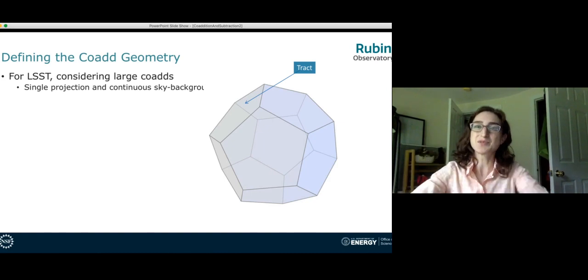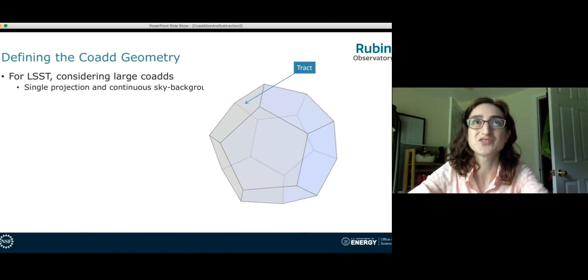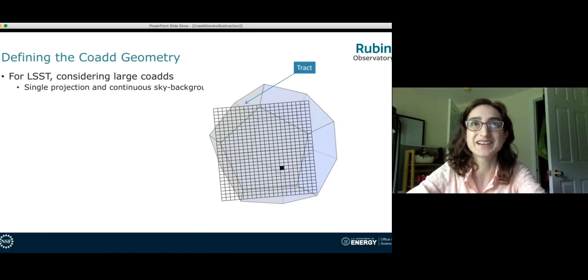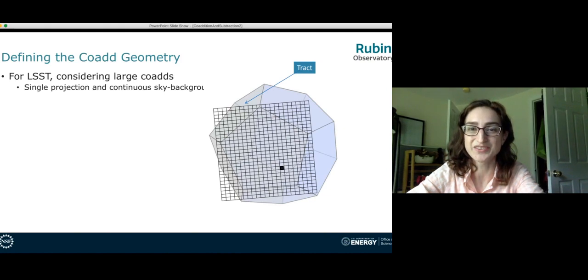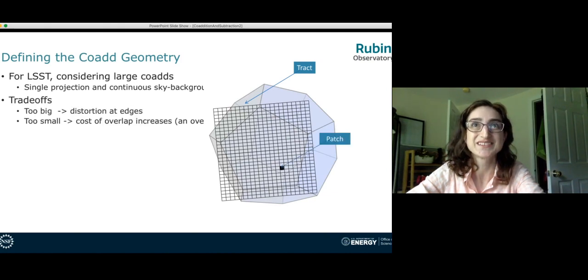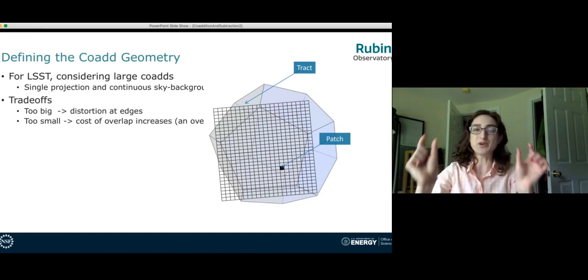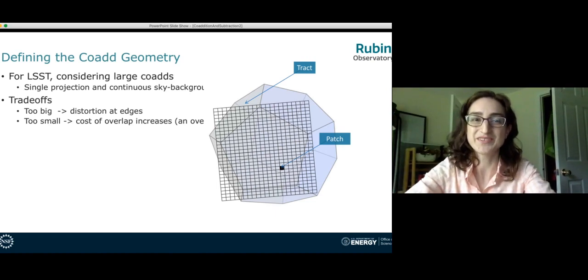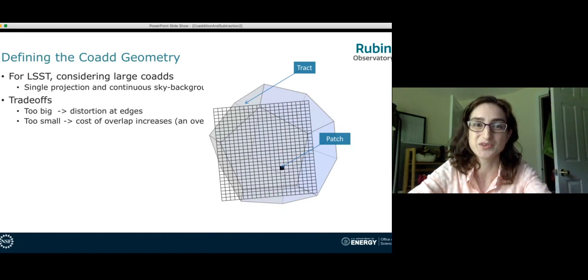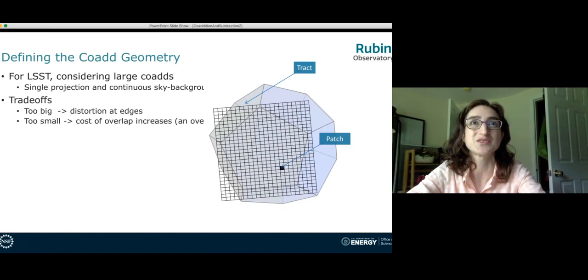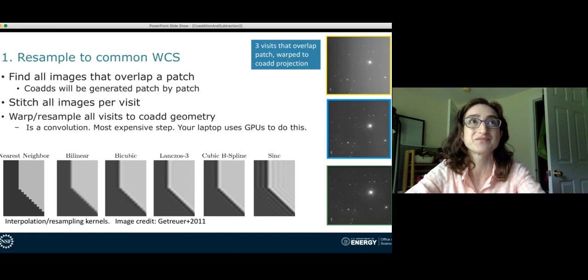The image with a constant WCS we are calling a tract, and that gets subdivided into smaller regions we call patches. The trade-offs here are that if your tracts are too big, you have distortions at the edges. If they're too small, remember you have to overlap on the edges. The cost of storing those overlap regions increases, so you can't have arbitrarily small tracts.